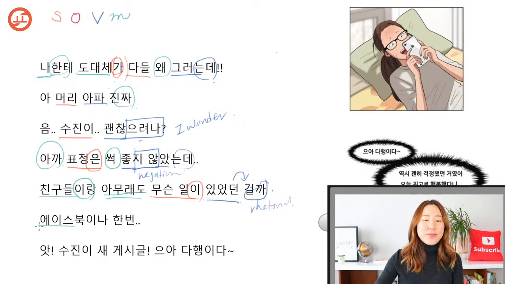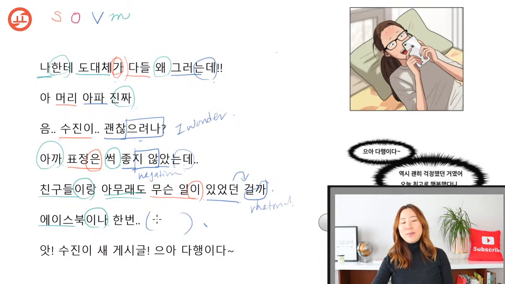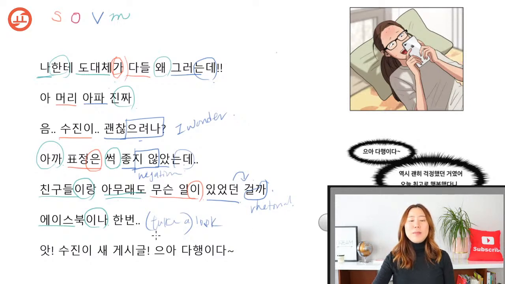에이스북이나, just acebook 한 번, once. The verb is missing, meaning I will take a look, I will check it out, probably. Right? 한 번 봐야겠다. I should take a look at it once, type thing.